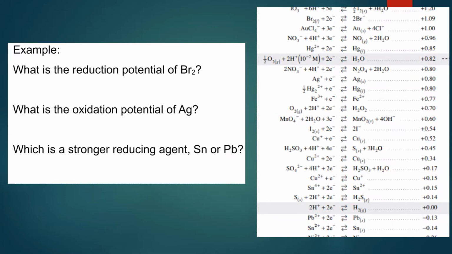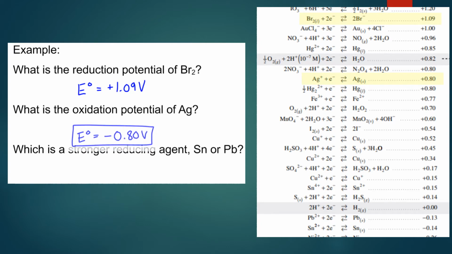So here are a couple of example problems. If we want to find the reduction potential of Br2, we locate Br2 on the chart right up near the top, and we're reading that reaction going from left to right. So we're going to keep the sign the same as it is on the chart. That E naught is going to be positive 1.09 volts. The oxidation potential of silver, however, is reading from right to left, so we're looking at oxidation potential instead. With that one, we reverse the sign, so instead of positive 0.80, it's negative 0.80.